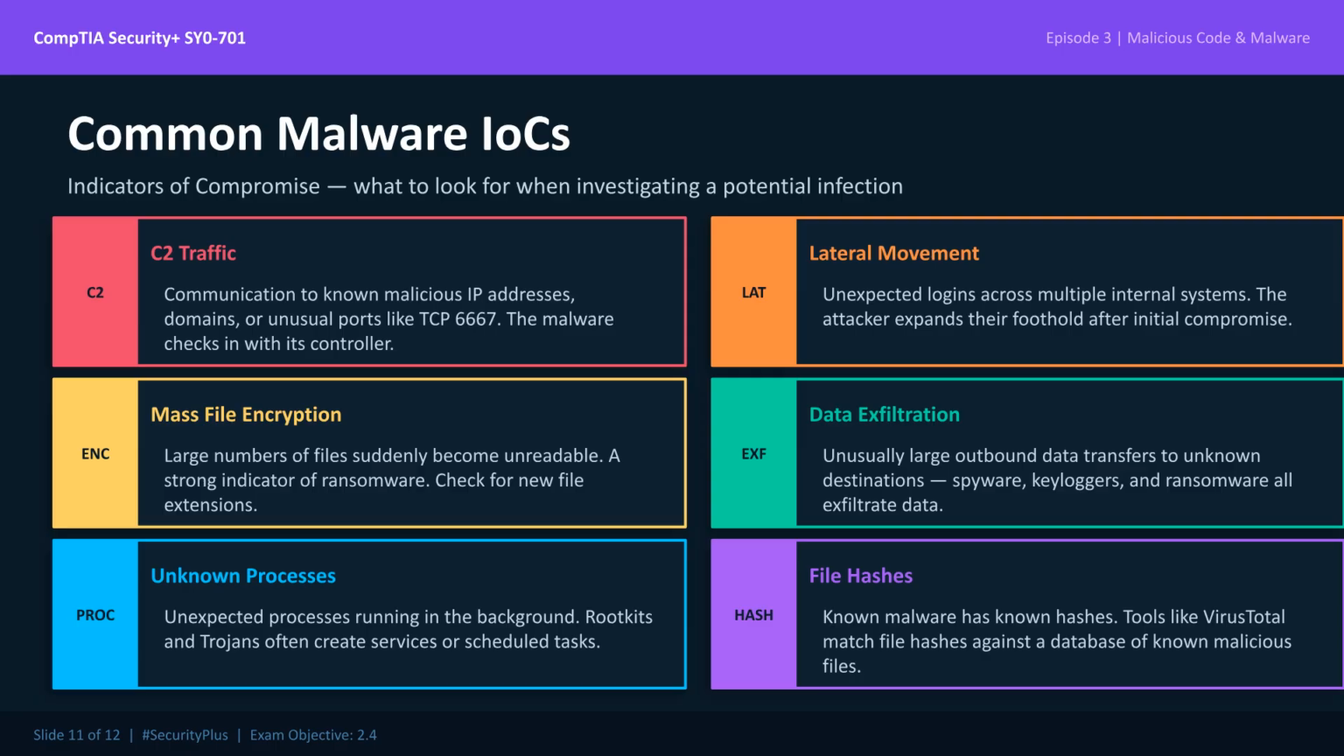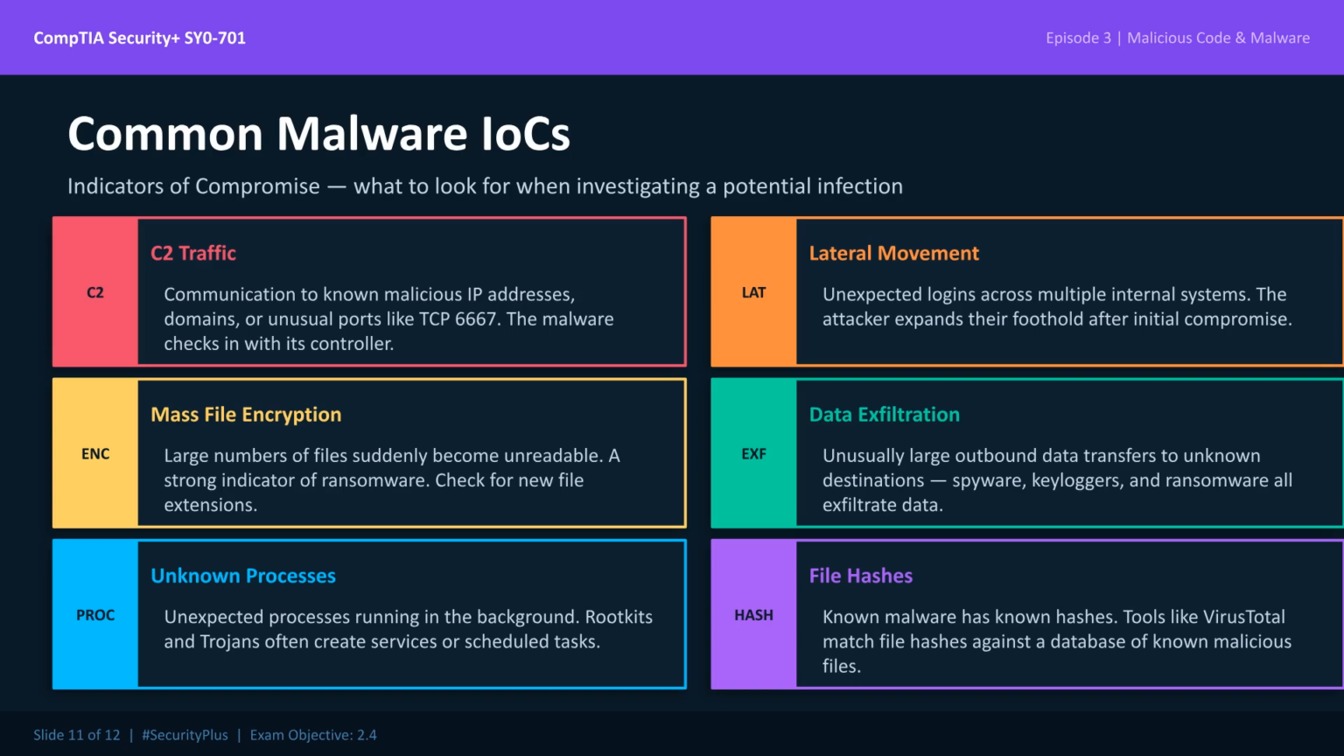C2 traffic is communication to known malicious IPs or domains, the malware checking in with its controller. Lateral movement is unexpected logins across multiple internal systems after initial compromise. Mass file encryption means files suddenly become unreadable, a ransomware signature.